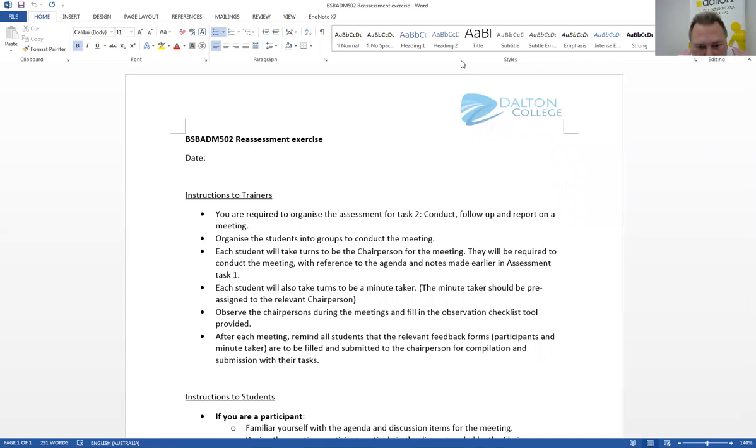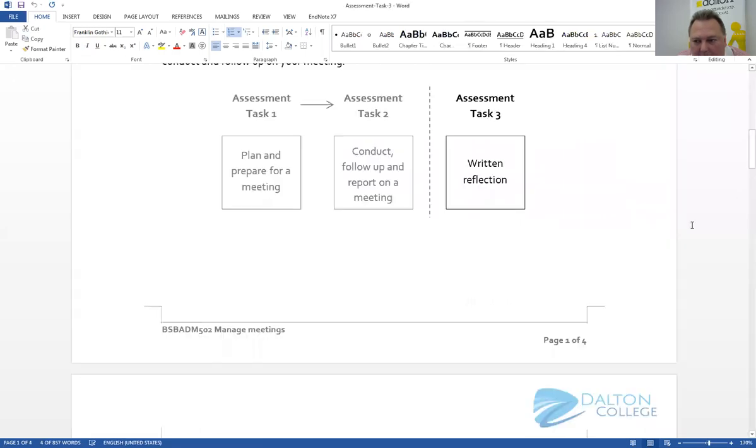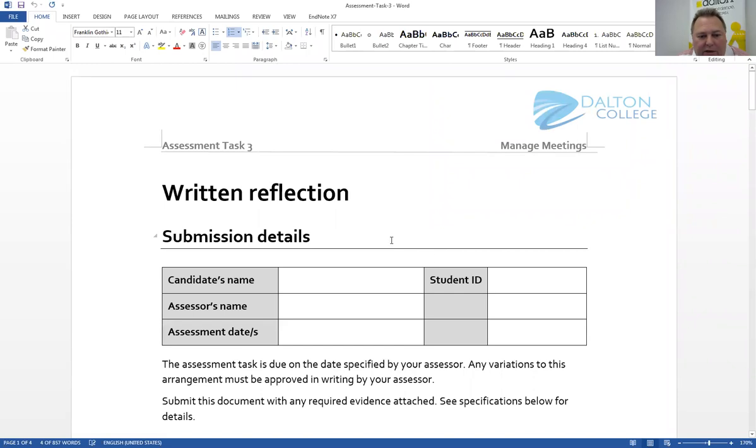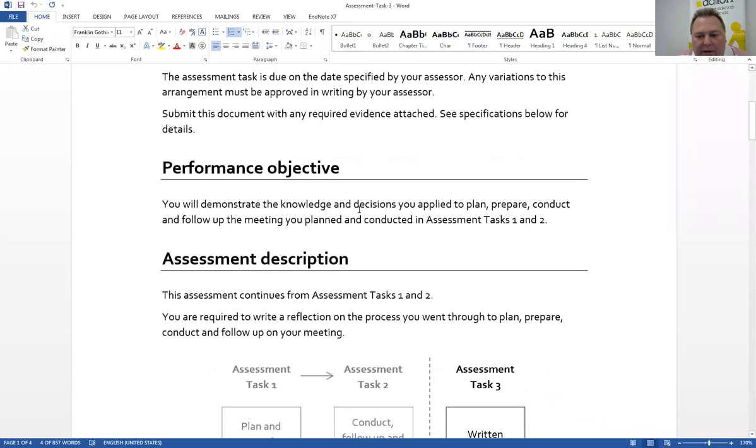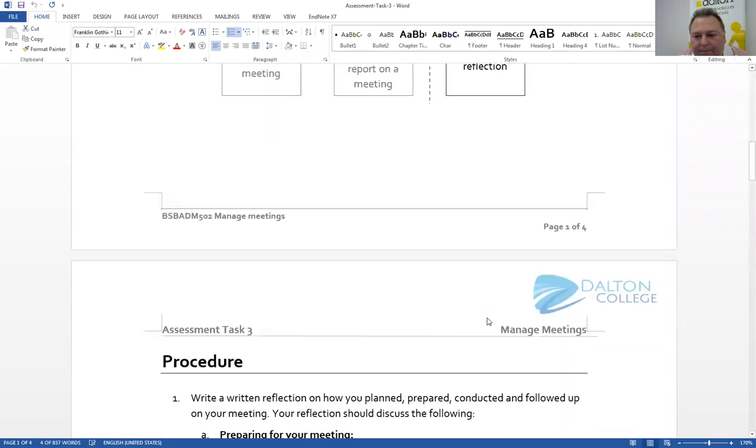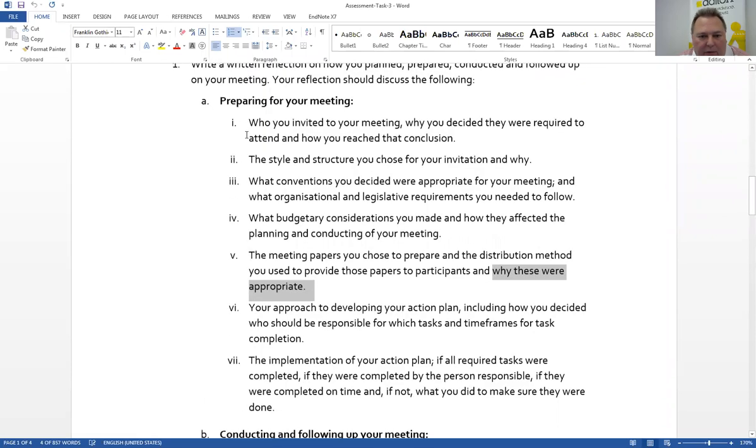Okay, so that will then conclude task 3 for managed meetings unit. So you would now essentially have completed task 1, 2, and you will now be on to task 3, the written reflection, and going through your requirements here.